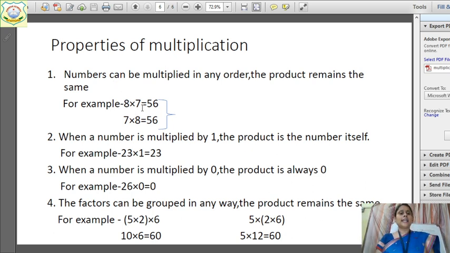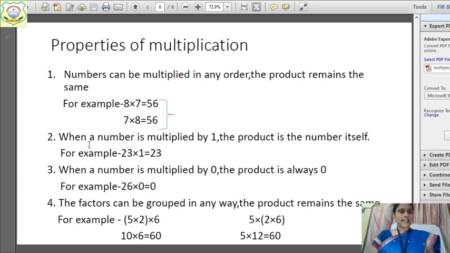For example, 8 sevens are 56 and 7 eights is also 56. So in both cases, whenever the order of the numbers changes, the answer is the same. Like 2 threes are 6 and 3 twos are 6. 5 twos are 10, 2 fives are 10. 6 sevens are 42, 7 sixes are 42. In both cases we are changing the order of the numbers, but the answer is the same. Now this is the first property.